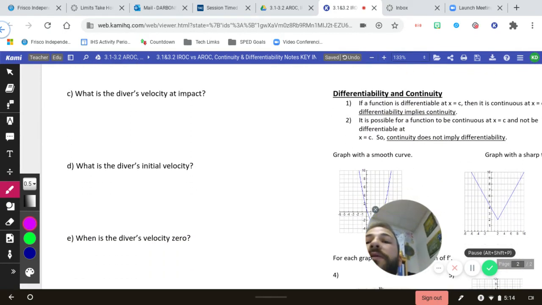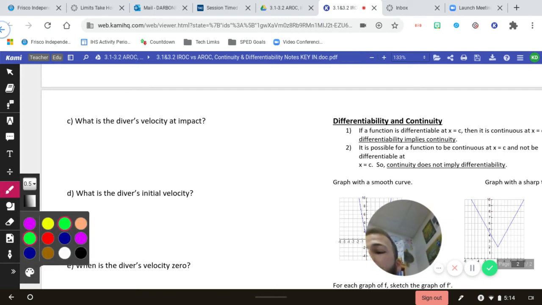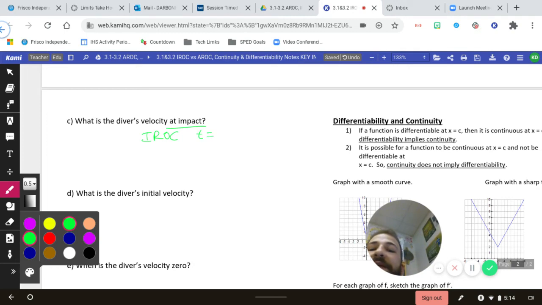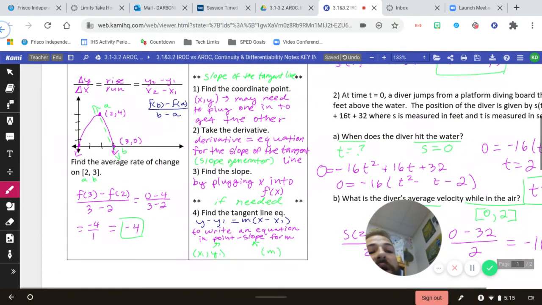So now, let's look at C. What is the diver's velocity at impact? Okay, so I want to find velocity at impact. That's at a point in time. Okay, so this is IROC. And at impact, what time do I hit the water? At time t equals 2. So to find IROC, I need to find my derivative. So I need to find my S prime.